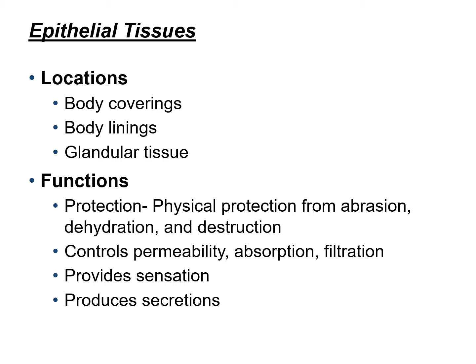Epithelial tissues are present in the human body on the outer covering, for example, the skin. Your skin is made up of epithelial tissue, and the linings of internal hollow organs, for example, the lining of the windpipe, the lining of the food pipe. All of these are epithelial tissue. The glands, glandular tissue is also epithelial tissue.